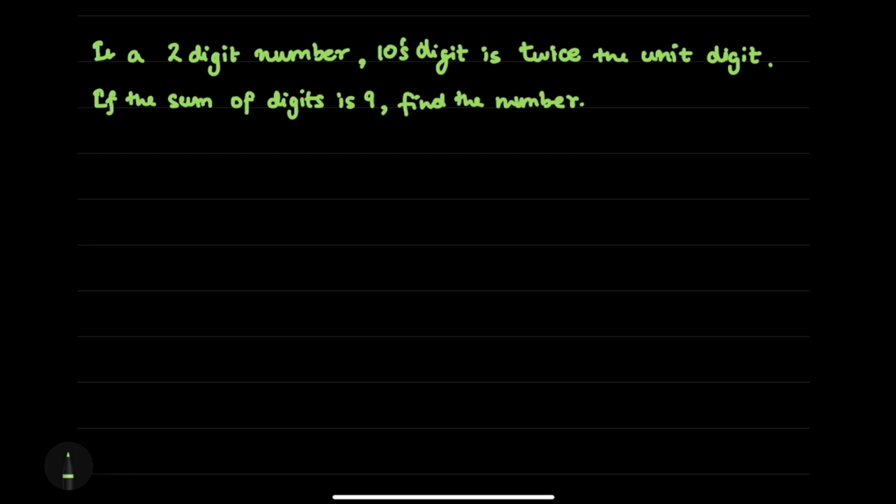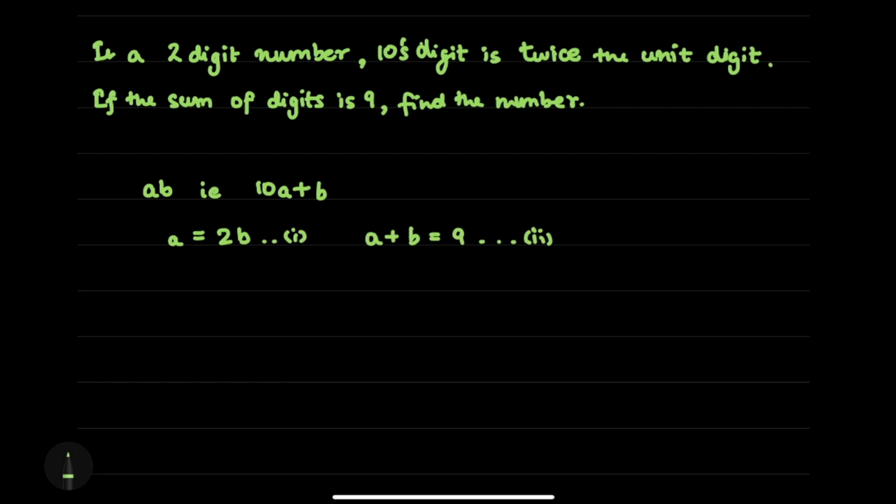So we have a question where we have a two-digit number where the tens digit is twice that of the unit digit. And if the sum of the digits is 9, let's find that number. So if it is a two-digit number, then it would be AB, or it can be written as 10A plus B. So here we have the unit digit, which is B, and the tens digit, that is A. And through the condition in the problem, we have the tens digit, that is A, is twice the unit digit, that is B. So A is equal to 2B. And the other thing is the sum of digits is 9. So A plus B is equal to 9.